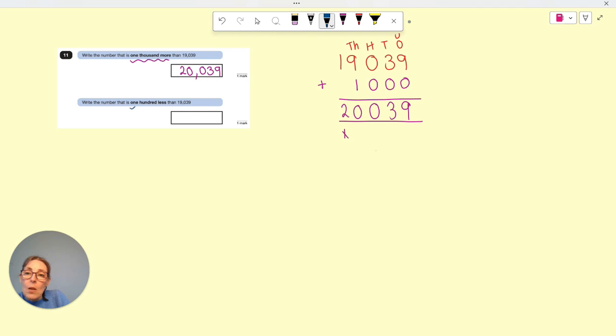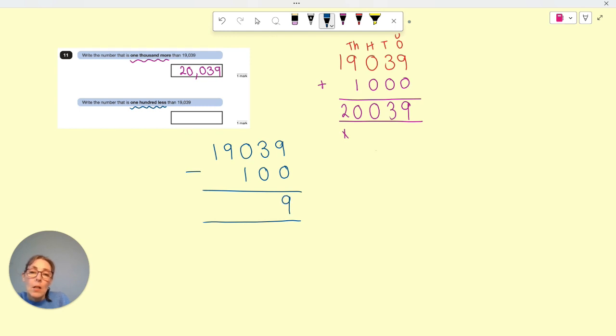So we've got to take away 100. 19,039 take away 100. 9 take away 0 is 9. 3 take away 0 is 3. 0 take away 1. Go next door, cross out the 9, turn it into an 8 and carry 1. 10 take away 1 is 9.